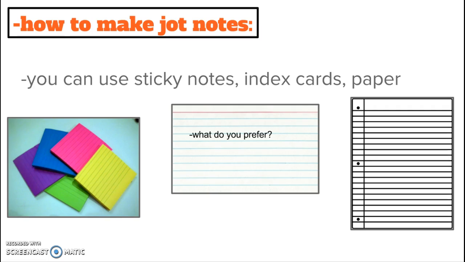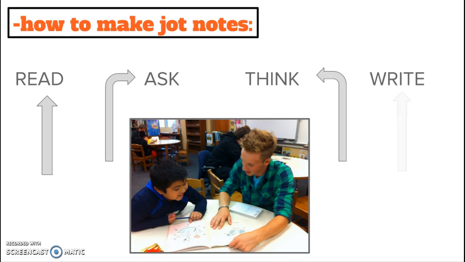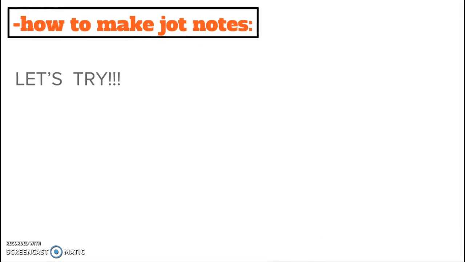So let's look at how you make Jot Notes. The first thing you're going to do is read a few sentences. Then you ask yourself if you need the information. And if you do, you're going to think about what you are going to write, making sure you use your own words, and then you write a Jot Note. So let's try.